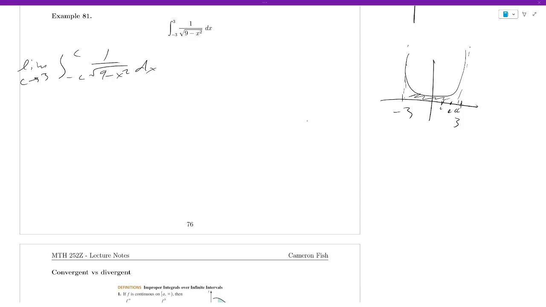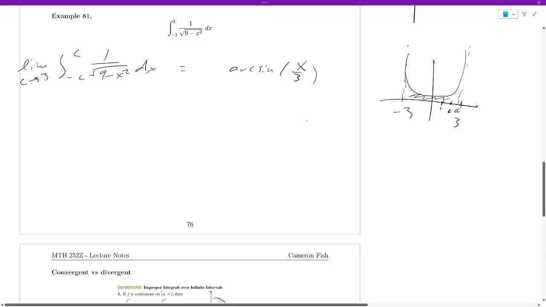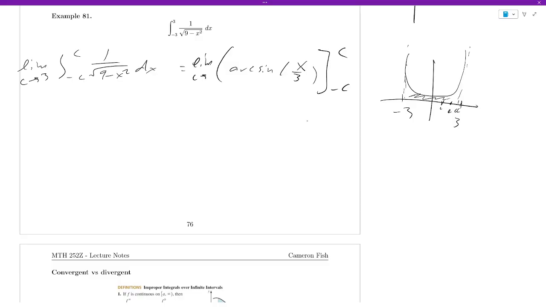Again, kind of like the previous one, this is a trig one to recognize. I'll just go ahead and tell you that this one is going to be arc sine of x over 3. So remember, if you're not sure about that, you can check out the table, or think about some of these trig subs we've done, but that ends up being arc sine of x divided by the number that's in, like 9 is 3 squared, so it's arc sine x over 3. We still have to plug in our c and our negative c, and then we're going to take a limit as c goes to 3.